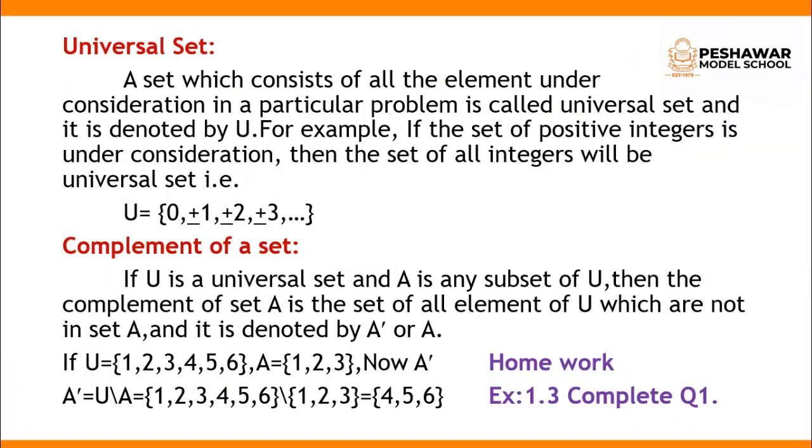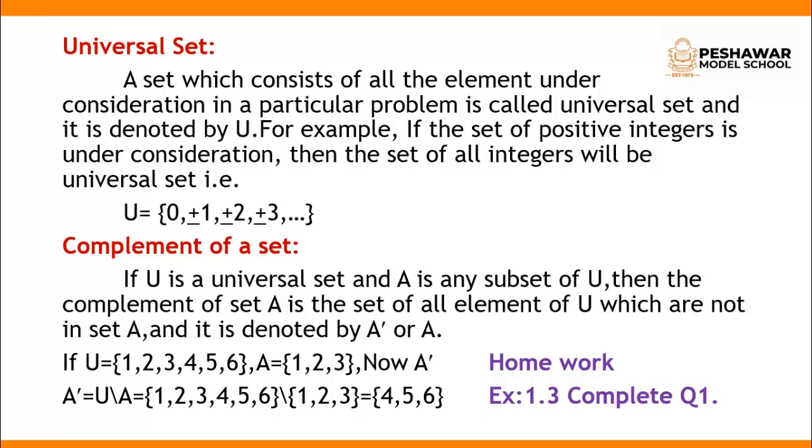Now come to the next topic, that is universal set. The word universal is derived from universe. You know about the universe. Universe is very big, very huge. So universal set means it is a greater set, a superset. A set which consists of all the elements under consideration in a particular problem is called the universal set, and it is denoted by capital U.